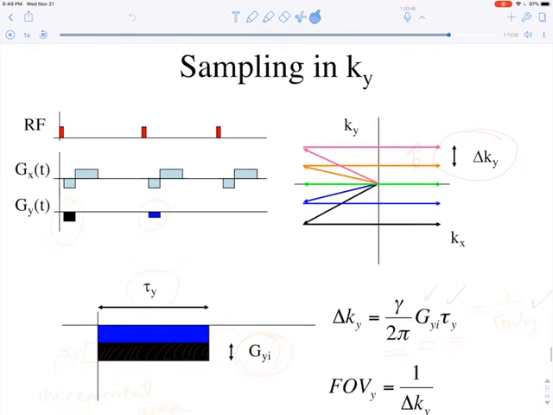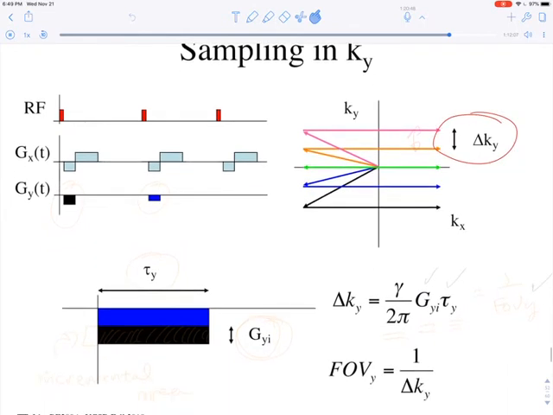So now let's look at sampling in KY. Sampling in KY is how far apart these lines are spaced, this spacing here. It's the difference between, for example, this gradient moving me out some distance and the next gradient moving me out less distance. It's basically the difference between the points that it moved me out to. So it's really this incremental area here. Let's call it incremental area.